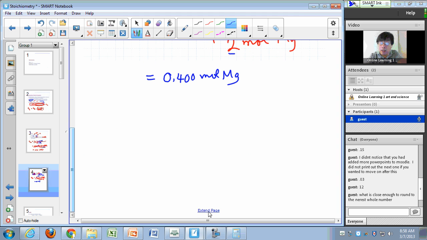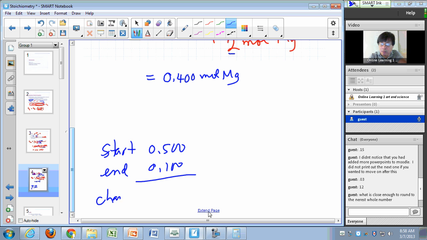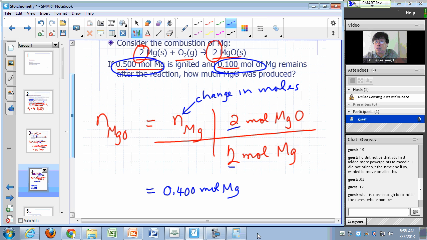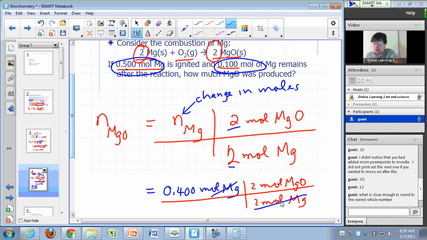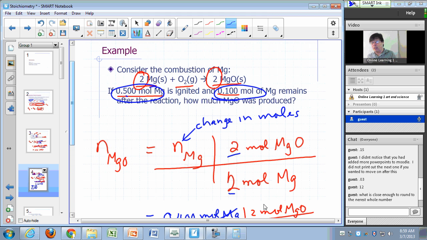So you start with 0.500 and then you end up with 0.1. So your change in your magnesium is 0.4. That's the number you'd have to use in the calculation. You'd say 0.4 moles magnesium times 2 moles MgO for 2 moles of Mg. So multiply by 2, divide by 2, you get the same answer. It's going to be 0.400 moles of MgO. Moles magnesium cancels out. All right? So that's the answer to that question.